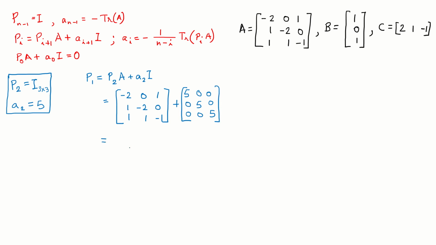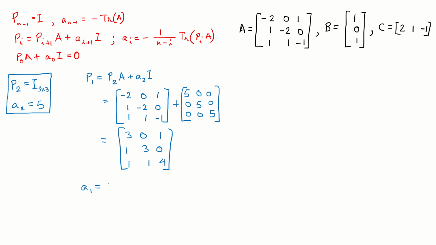This becomes equal to what? 3, 0, 1, 1, 3, 0, 1, 1, 4. So we got our P1. Now we have to get our A1.